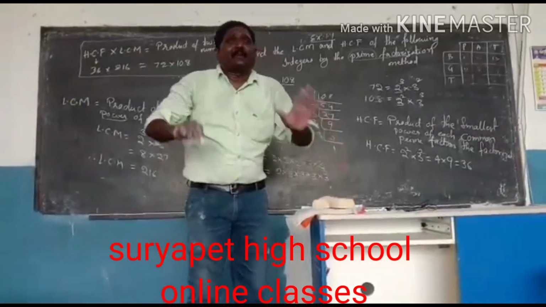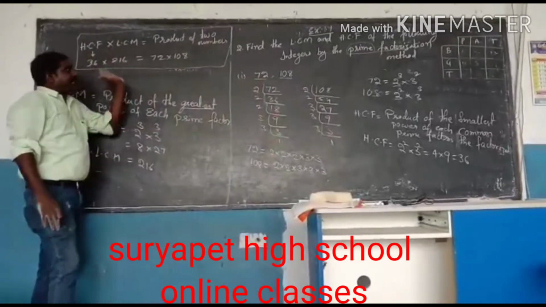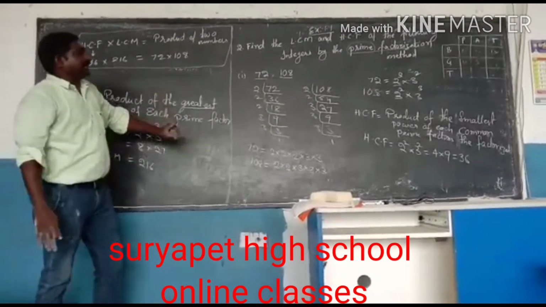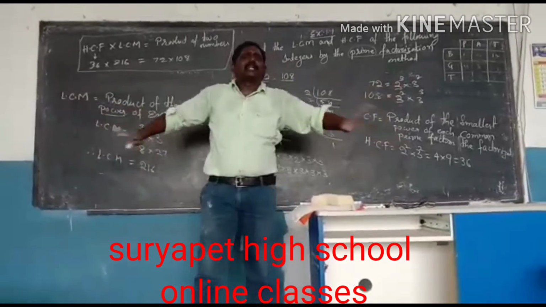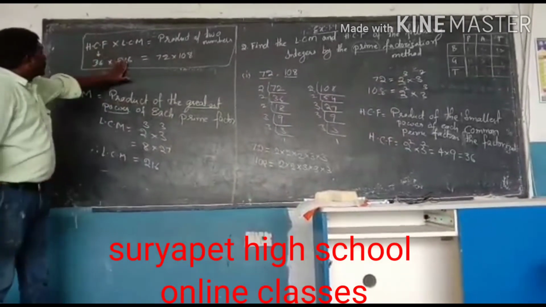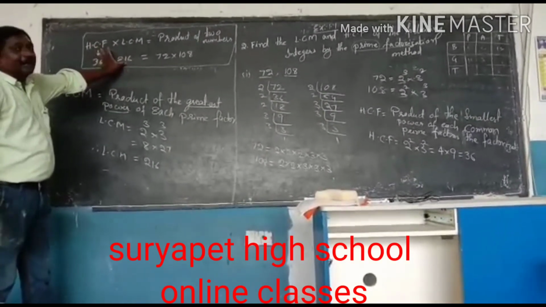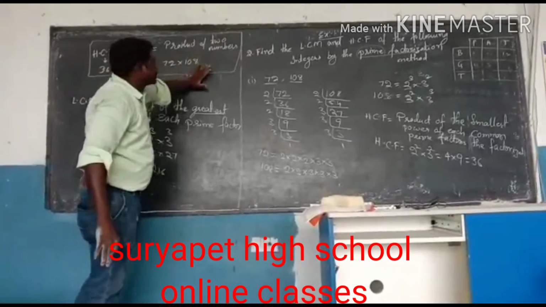If it is not verified perfectly, meaning the left hand side and right hand side are not equal, then whatever you did in the HCF or LCM is absolutely wrong. If you take the product of the HCF of any 2 numbers and the LCM of the 2 numbers, it is always equal to the product of the 2 numbers.